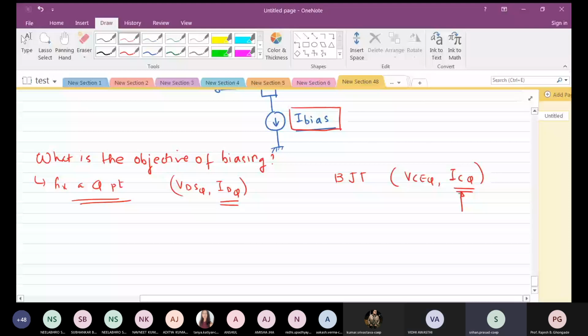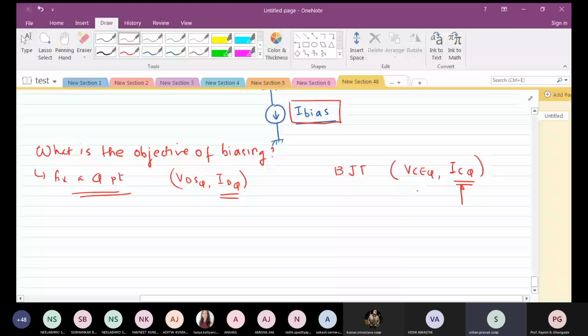I've already told you this, isn't it? Yes, sir. So if ICQ is constant, VCEQ will be constant. We already have the equations for that. Similarly, if IDQ is constant, VDSQ will be constant or fixed, and then the transistor can work. And as somebody has already said, if this Q point is not shifting, it is at the center of the load line, we can expect maximum possible voltage gain. Now you should be able to understand these things. So our objective is to fix ICQ here or IDQ here.